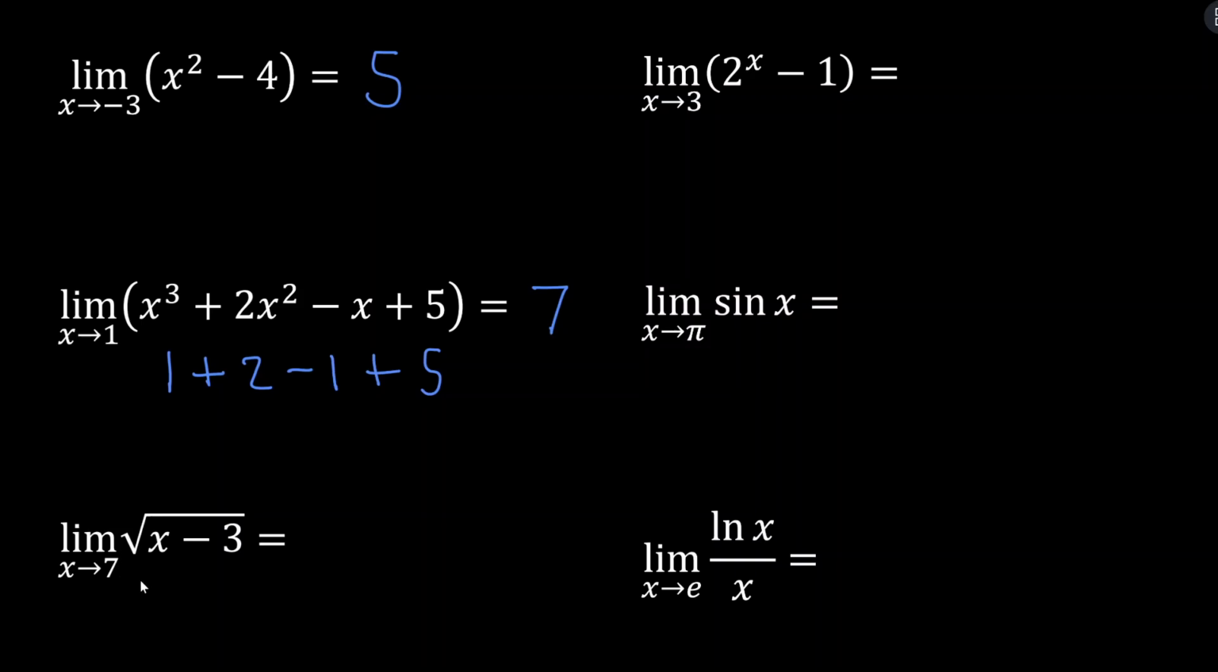All right, let's look at this radical function. 7 minus 3 is 4, square root of 4 is 2, light work. Let's look at this exponential function, 2 cubed, 2 times, let's see, 4, 8. 8 minus 1 is 7, boom.